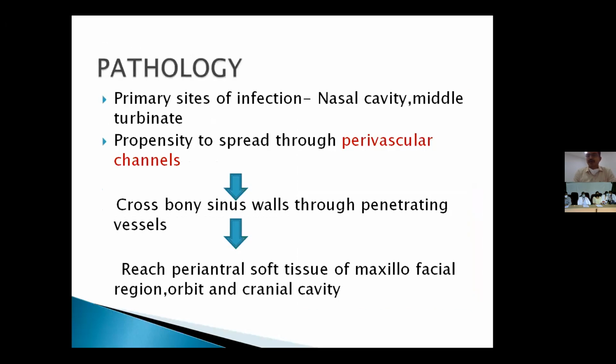So, pathology: inoculation occurs via inhalation of the spores into the nasal cavity and nasopharynx. From the nasal cavity, it can enter into the paranasal sinuses. Once it enters the paranasal sinuses, it can extend anywhere into the orbit, masticator space, pterygoid space, infratemporal fossa, or intracranial extension can also occur. It has a propensity to spread through the perivascular channels. So bone destruction is not necessarily needed for the fungus to invade the extra-sinus region. It can cross the bony sinus walls through penetrating vessels and reach the periantral soft tissue of the maxillofacial region, orbit, and cranial cavity.